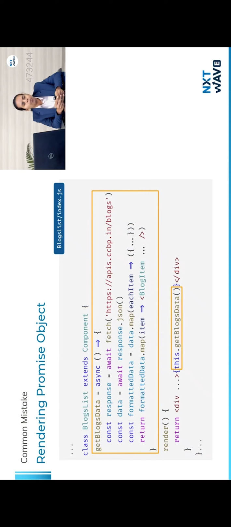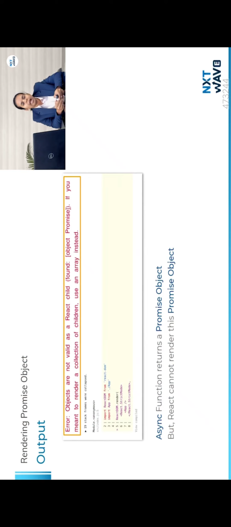Okay. So now where is this method being called? There you can see within the render method. Within the div element, we have written this dot get blocks data, right? So what are we doing here? We are writing this dot get blocks data within the div element. Get blocks data is an async function, and an async function returns a promise object. So if you write it in this manner, you will actually get an error.